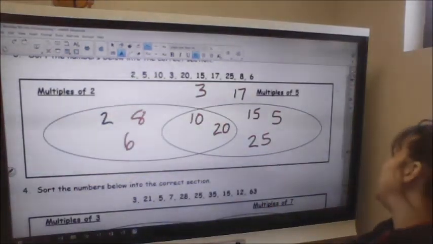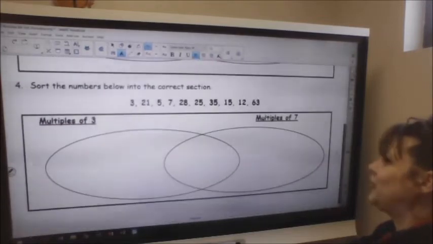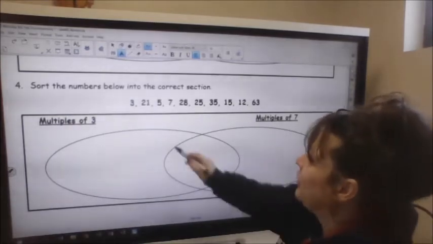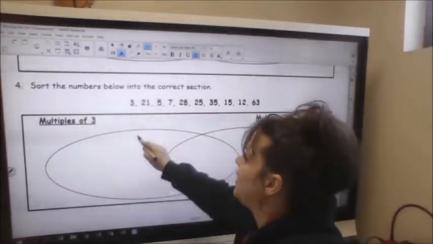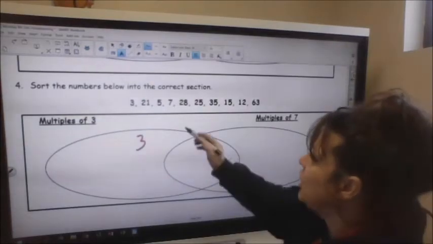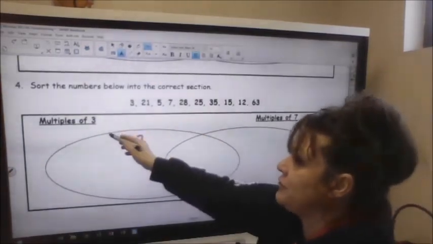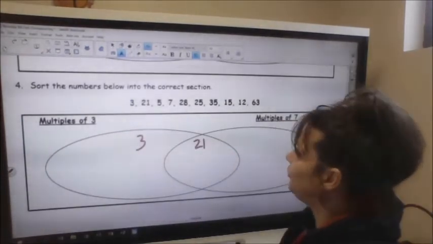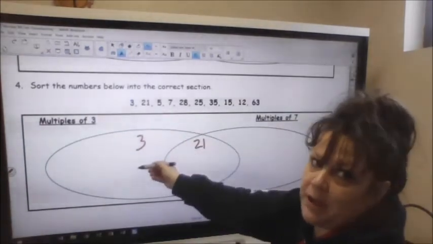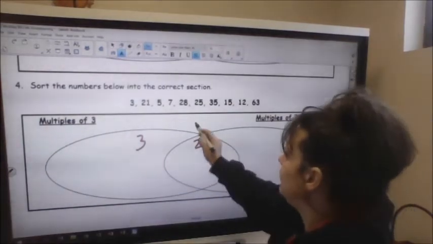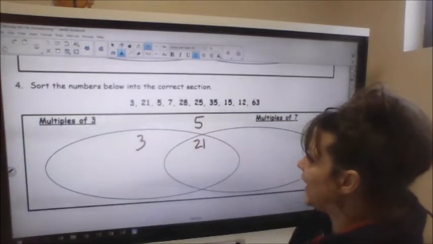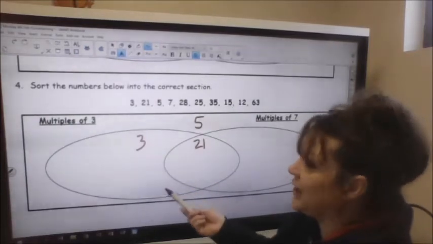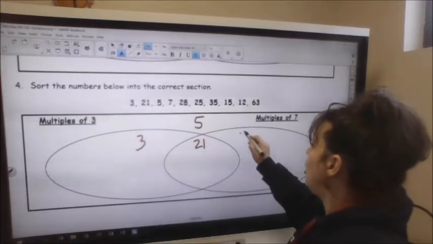And let's have a look at the question. So multiples of 3, multiples of 7. So 3 doesn't appear in the 7 times table, but it appears in the 3. 21. Well, 7 3s are 21. 3 7s are 21. So it goes in the middle. It's a common multiple. 5 doesn't appear in the 3 times table, nor the 7. So it goes here. 28. Well, doesn't appear in the 3 times table, but 7 4s are 28.